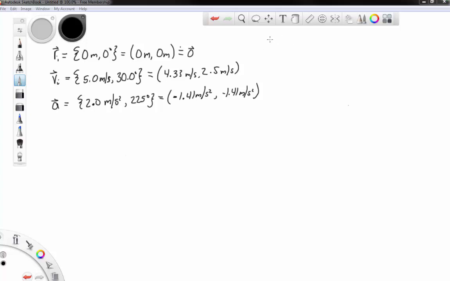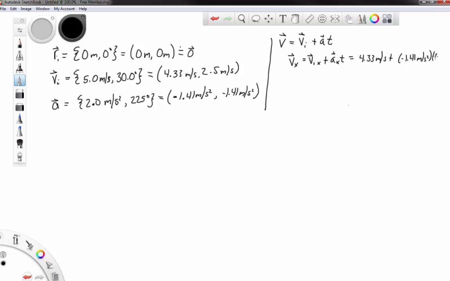Let's go ahead first and find the final velocity. So final velocity is whatever is the initial velocity plus the acceleration times time. The initial velocity we have, the acceleration we have. This thing basically we might break into x and y. So Vx is going to be Vx initial plus Ax times t. Vx initial was 4.33 meters per second. To that we're going to add a negative 1.41 meters per second squared multiplied by 6 seconds.